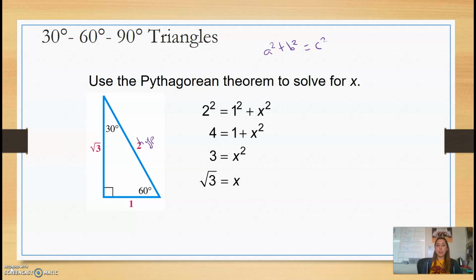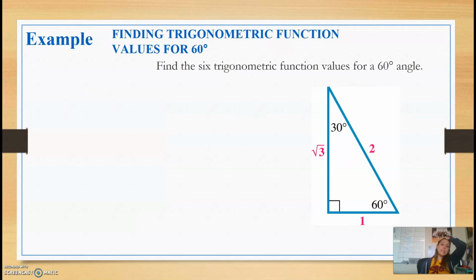Now we have all of our sides. Let's take that triangle and let's find the 6 trigonometric functions for that. So that means we're going to find the sine, the cosine, the tangent, the cosecant, the secant, and the cotangent. So we're going to talk about that. We're going to do it for the 60-degree angle.